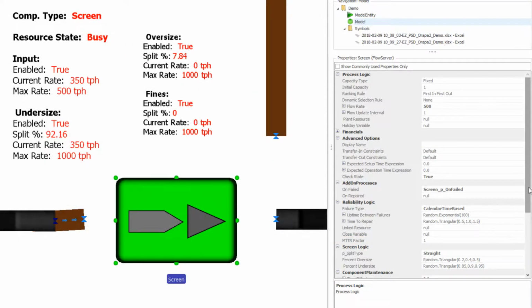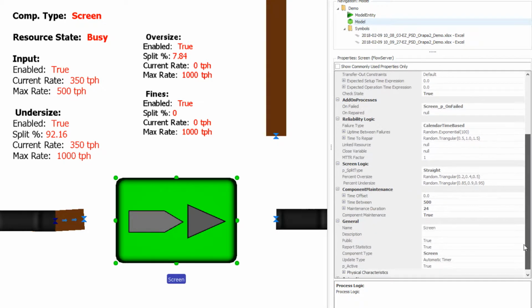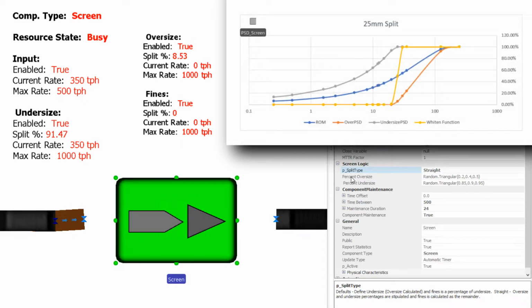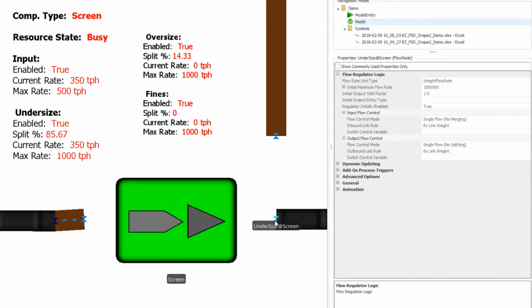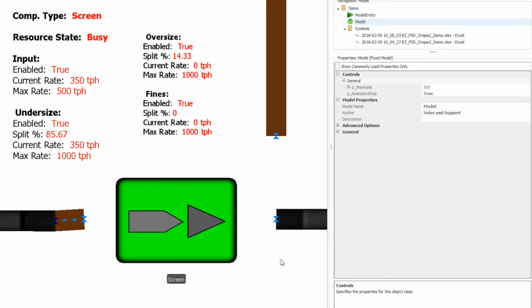The screen in this example will produce different splits according to the particle size distribution, or PSD, that it receives from the crusher. Applying a Whiten function, it will then produce an under and oversized PSD. The mass split is also calculated, shifting the mass balance as the PSD changes.